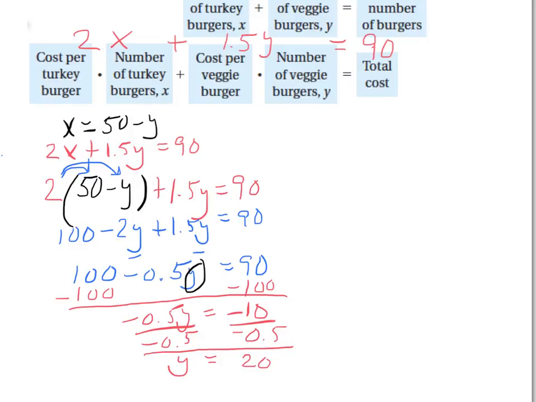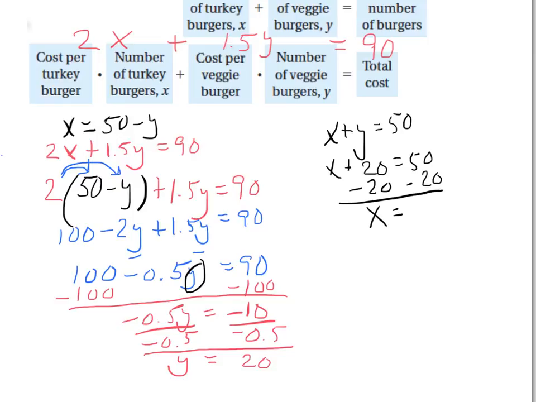And again, this is not all of our answer. So what I want to do next is go back into the x plus y equals 50 equation, since we were just working in the other equation, and replace the y this time with the 20, because that's what we just determined. Now I can just subtract 20 from both sides. x equals 30. So now I just have to figure out what that really means. Our x values were referring to the turkey burgers, so we have 30 turkey. And the y values were referring to the veggie burgers. We have 20 veggie.